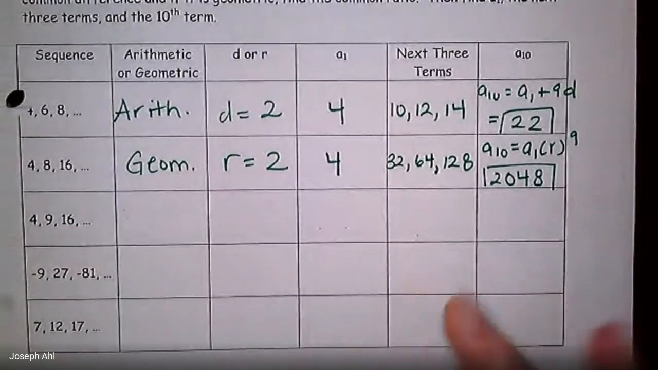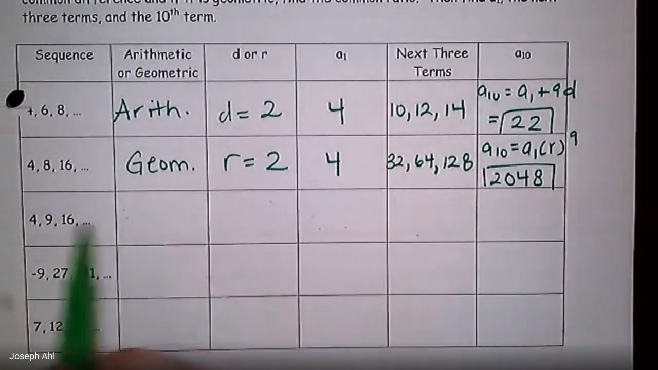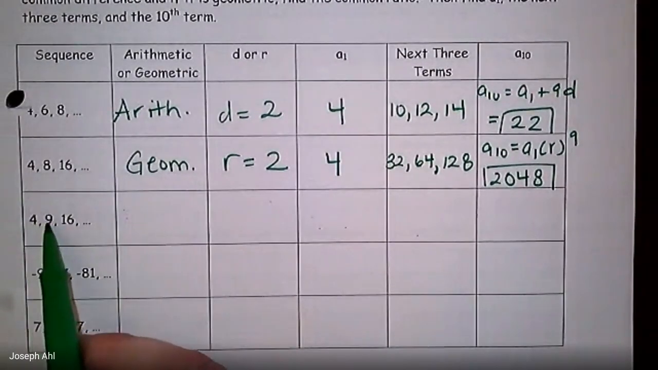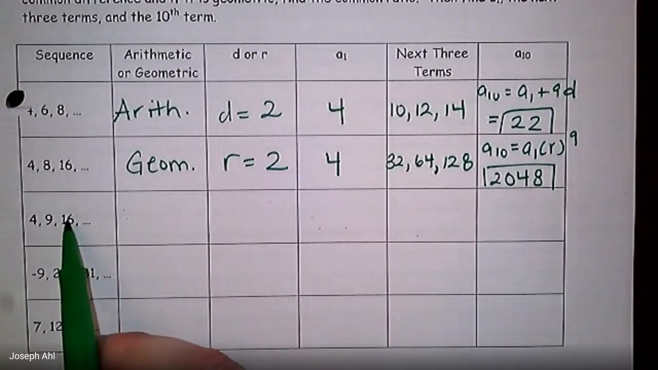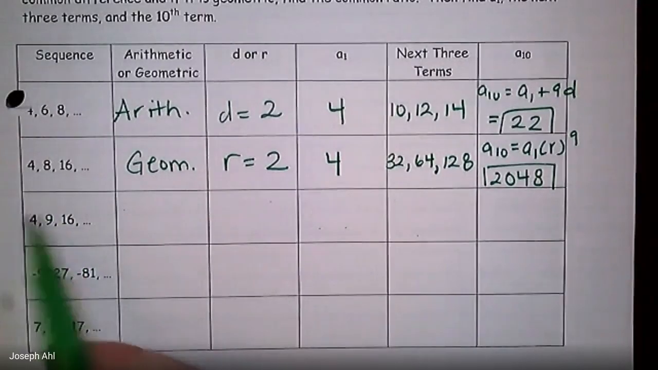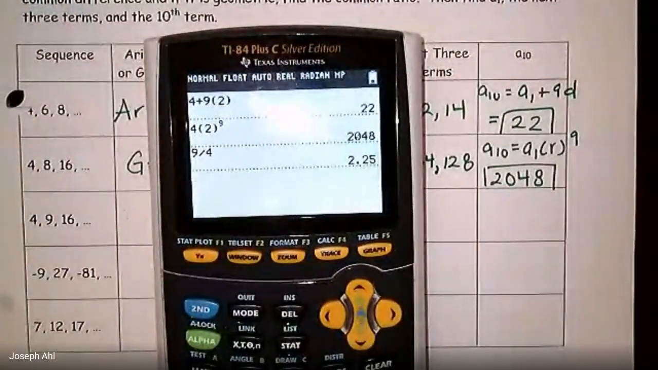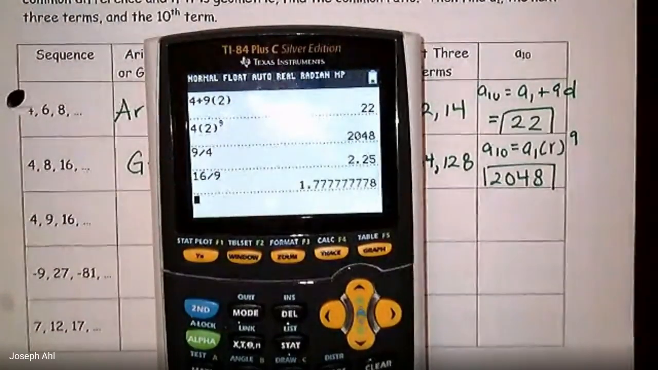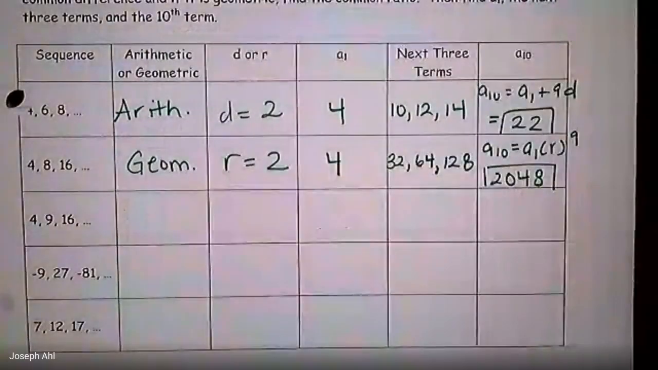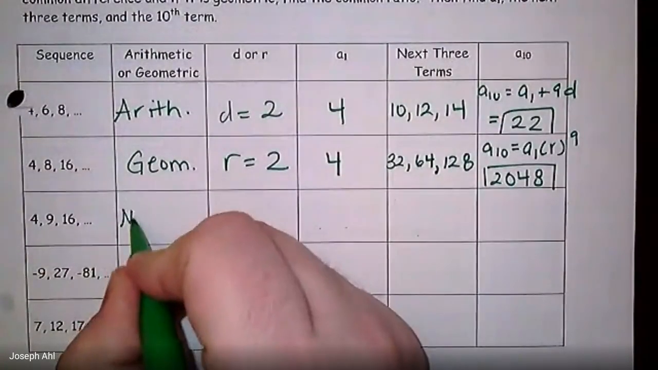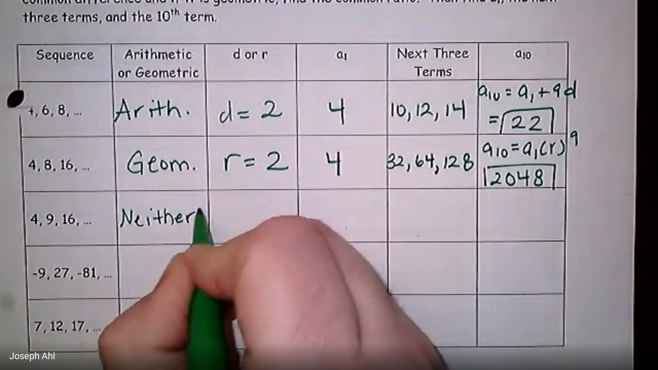Last one, 4, 9, 16. If I'm looking at the pattern, am I adding the same amount? Well, 4 plus 5 is 9, but is 9 plus 5 16? Nope. Am I multiplying by the same amount? I don't really know. 9 divided by 4, 16 divided by 9, is that the same thing? So the answer is that it's neither of the two.